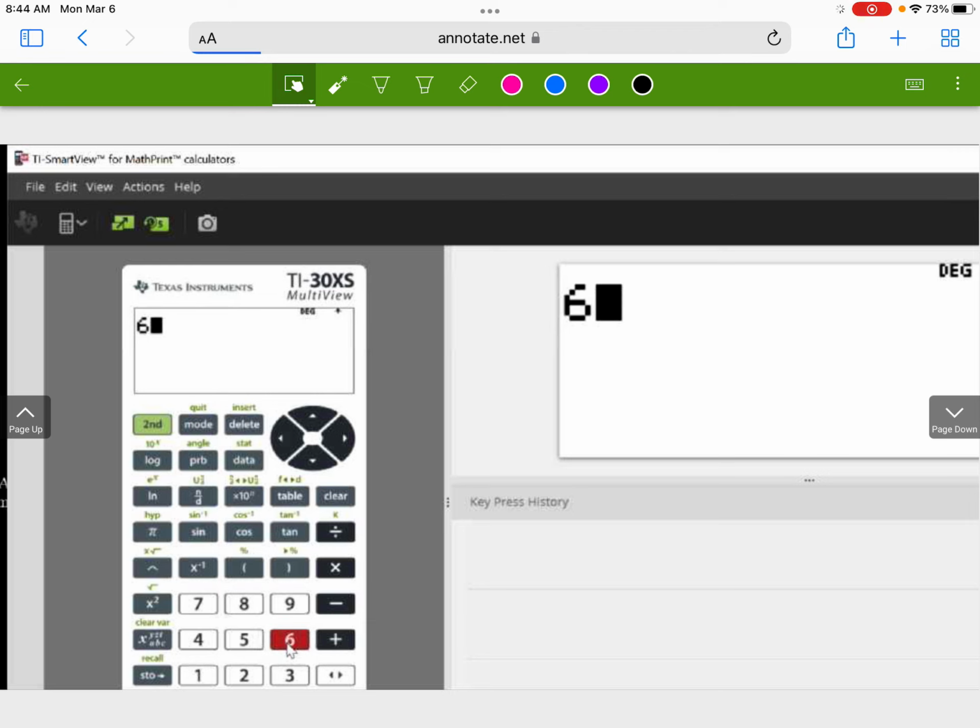Oh, it's going to be a jerk about it. My computer hates my calculator right now.